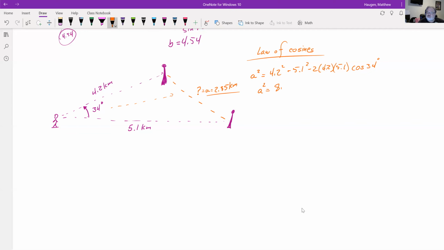This is 8-ish. Took the square root. And technically we get plus or minus 2.85 and so on. But we certainly take the positive one.